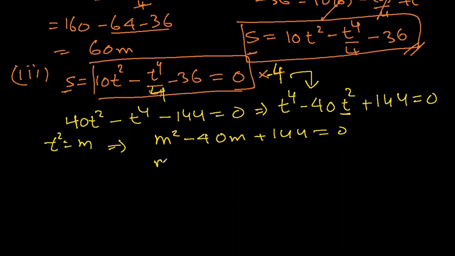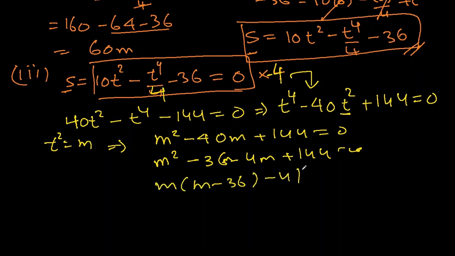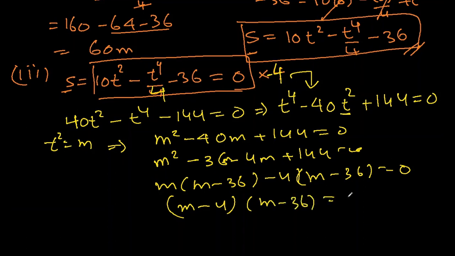Now, with the calculator's help, we can find the value of m. Let me factor this and find it myself. 4 times 36 gives 144. So m equal to 4 and m equal to 36. These are the two answers I got by factoring.